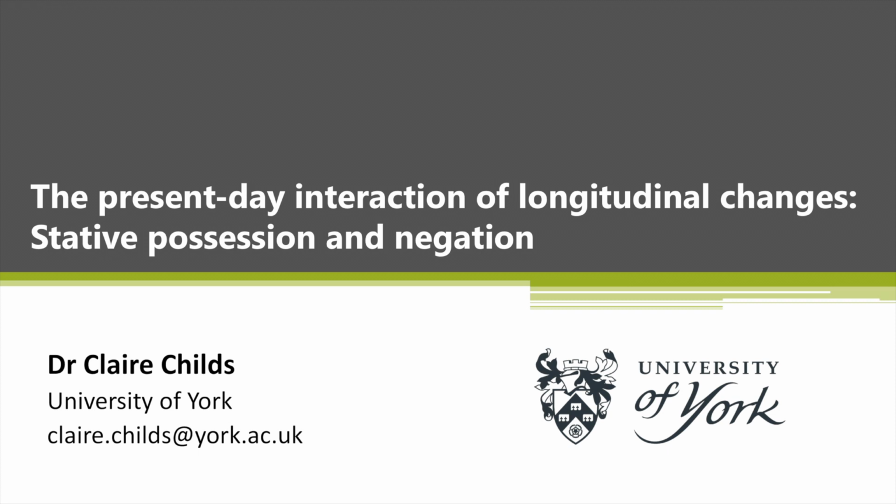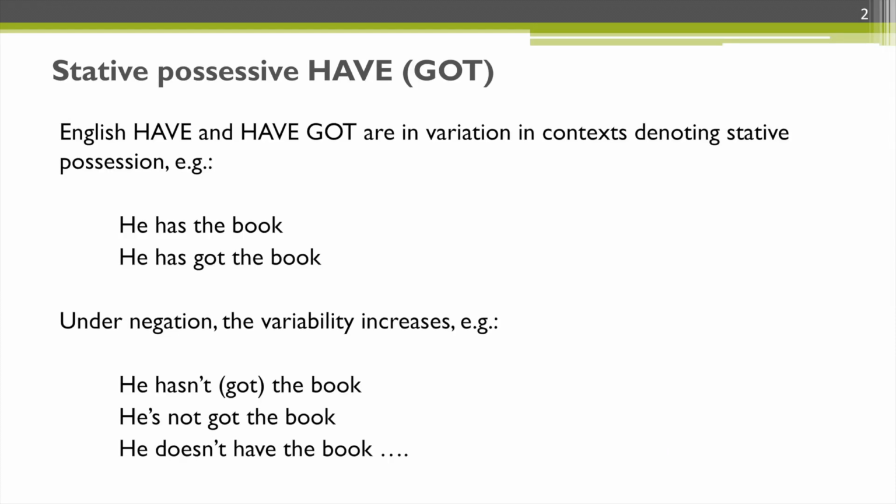I'm going to talk to you today about state of possession, in particular the alternation between have and have got in English. For instance, we can say he has the book or he has got the book. But what I'm particularly interested in is where things become a little bit more complicated, which is with negation.